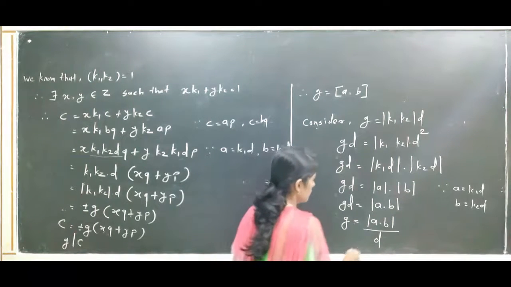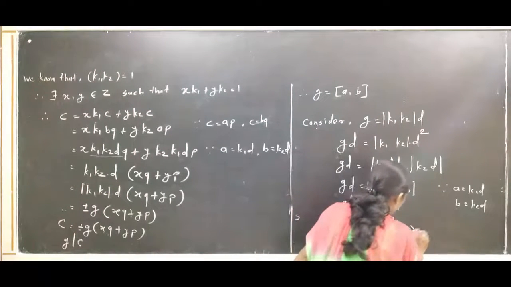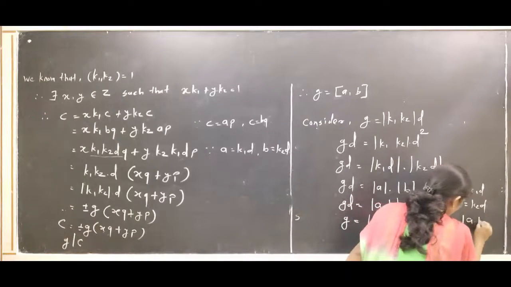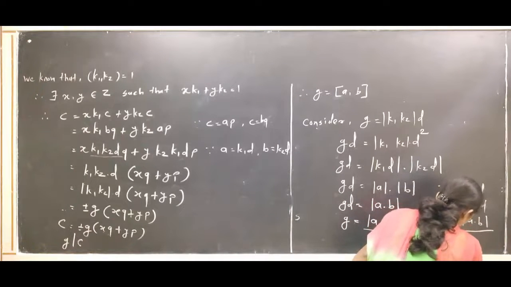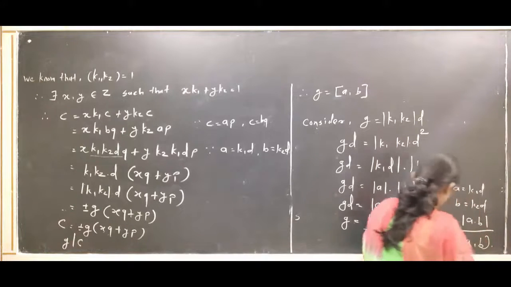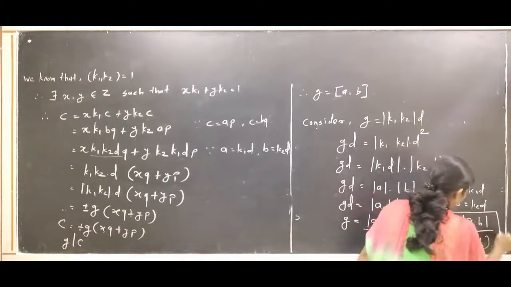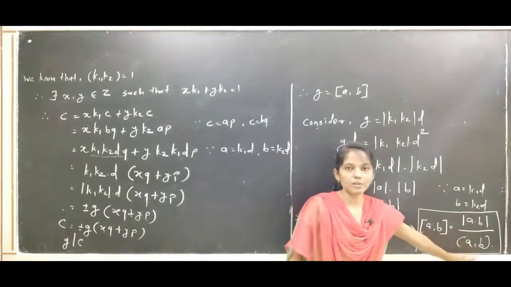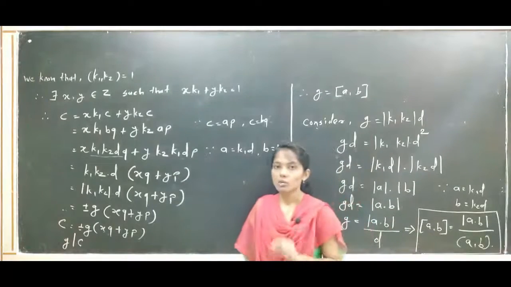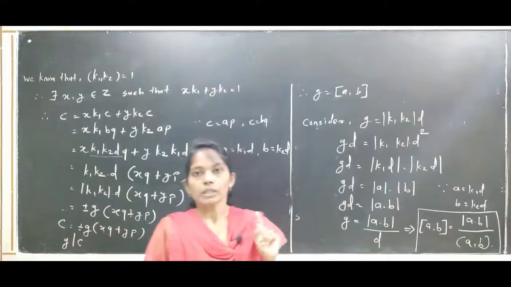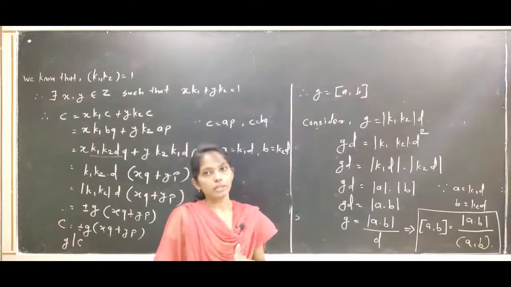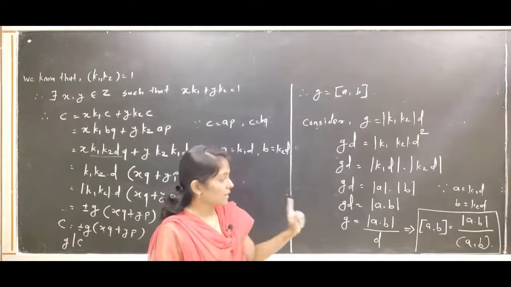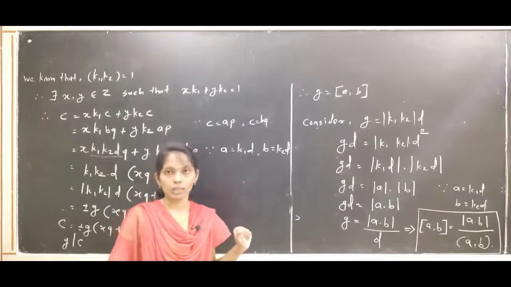So substitute here. So we get LCM of AB is equal to mod of product of AB divided by GCD of AB. And this formula is nothing but the relationship between LCM and GCD. Okay. So always remember this formula. LCM of any two integers is equal to the product of those integers divided by GCD of those two integers.